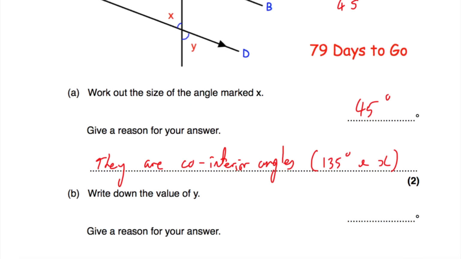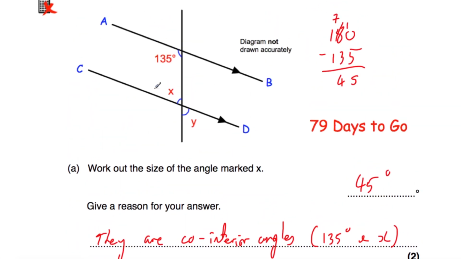Okay, next, part B. Part B says find the value of Y. Well, we know X is now 45 degrees, so Y would be equal to it. If you've got two straight lines that cross each other, the opposite angles are always equal. So that means that X is equal to Y, and that's because they're vertically opposite angles. So let's explain that. And that's it.